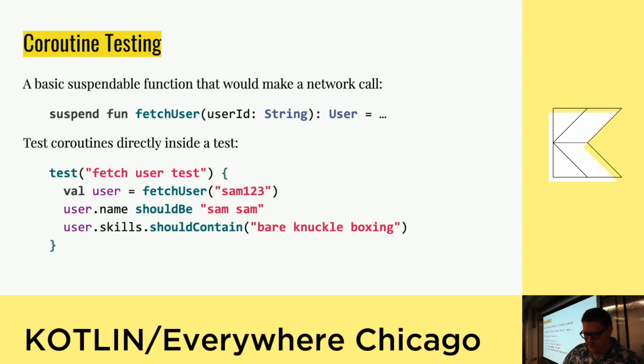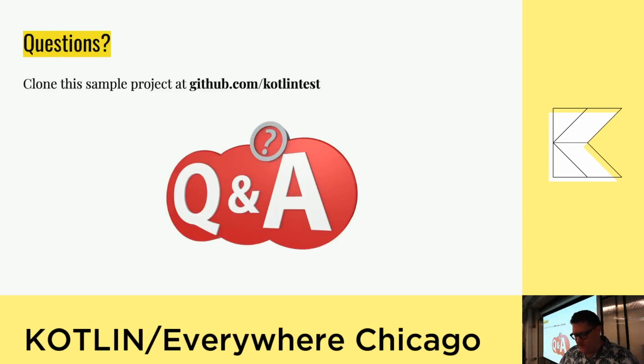Okay, so that's everything I've got for you. You can check out the code. It's all fully running on the KotlinTest repo. You just need to look for the project called Kotlin Everywhere Chicago. You can run that, and you can see everything that I've given you today working. And that's all coming out in the 4.0 release of KotlinTest. Any questions?